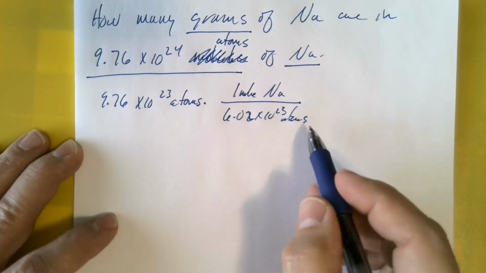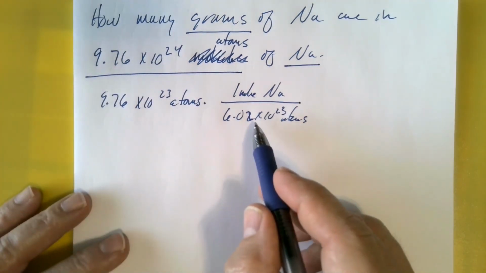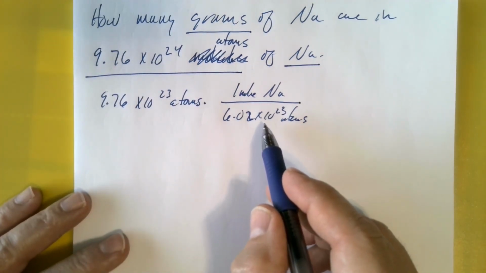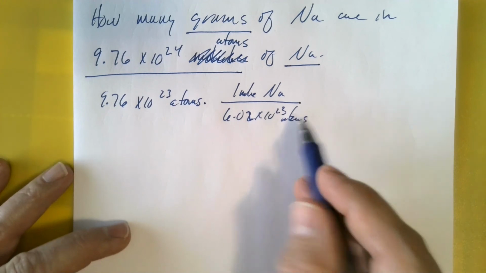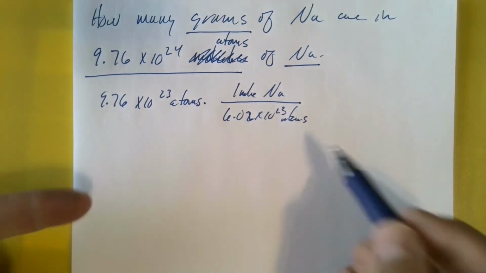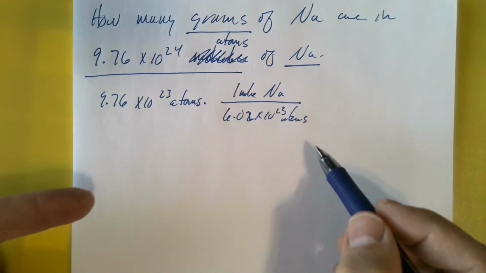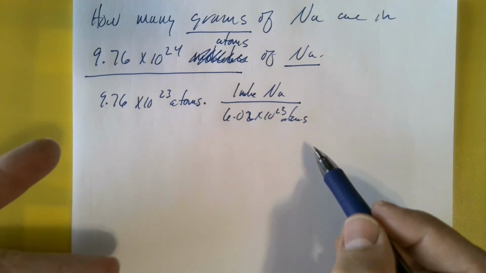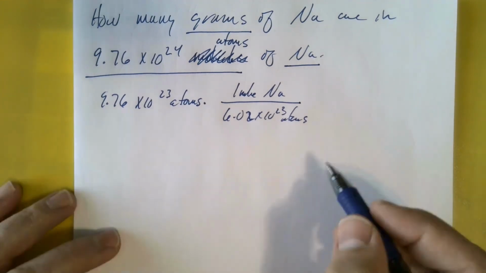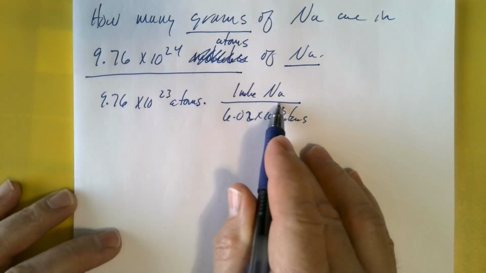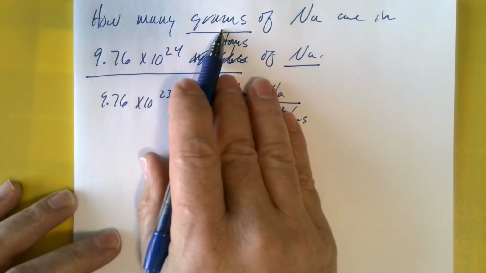Because remember, that number can be in atoms. What are the 3 things that number can be in? Got a giggle out of some of you, right? It's in atoms, it's in formula units, or it's in molecules, right? So that's going to put me into moles of Na, but I asked for grams of Na.